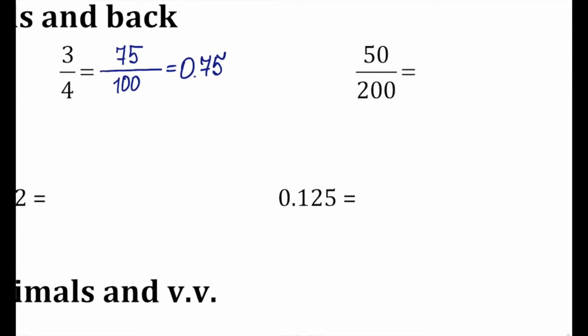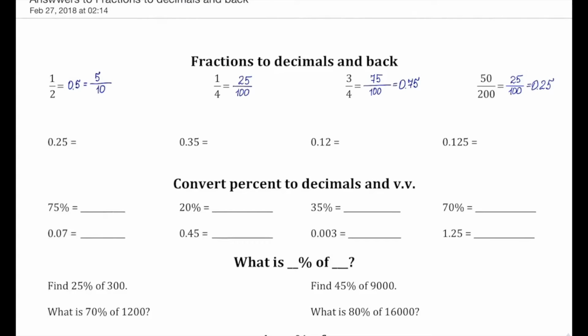Now 50 over 200. I can simplify this by dividing by 2. So that will be 25 over 100, which is, wow, look at that, 0.25 or 25 hundredths. So this is how you turn a fraction into a decimal. Now we're going to go the other way around, from decimals to fractions.